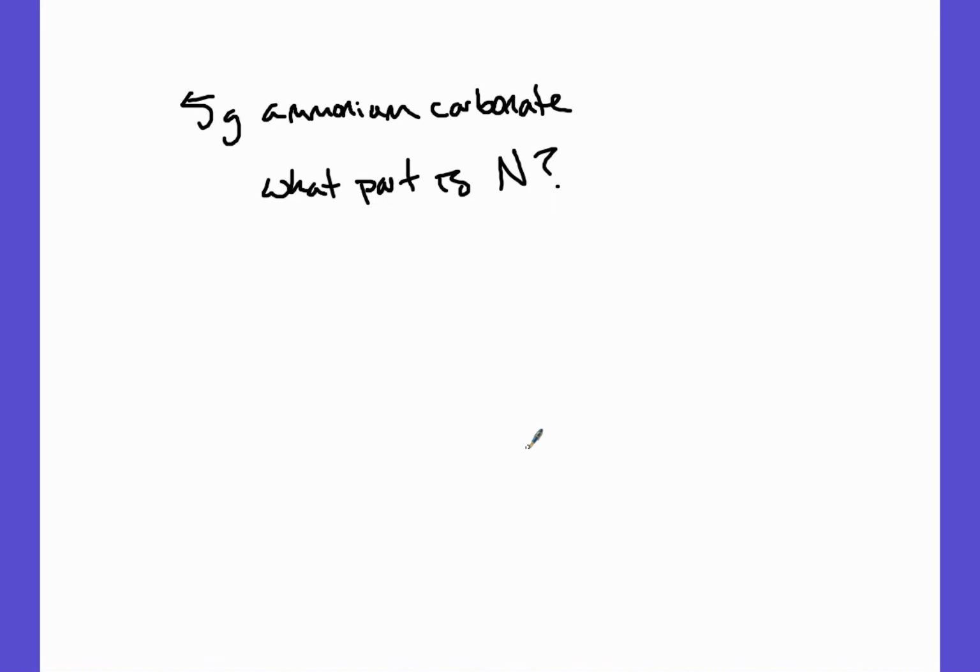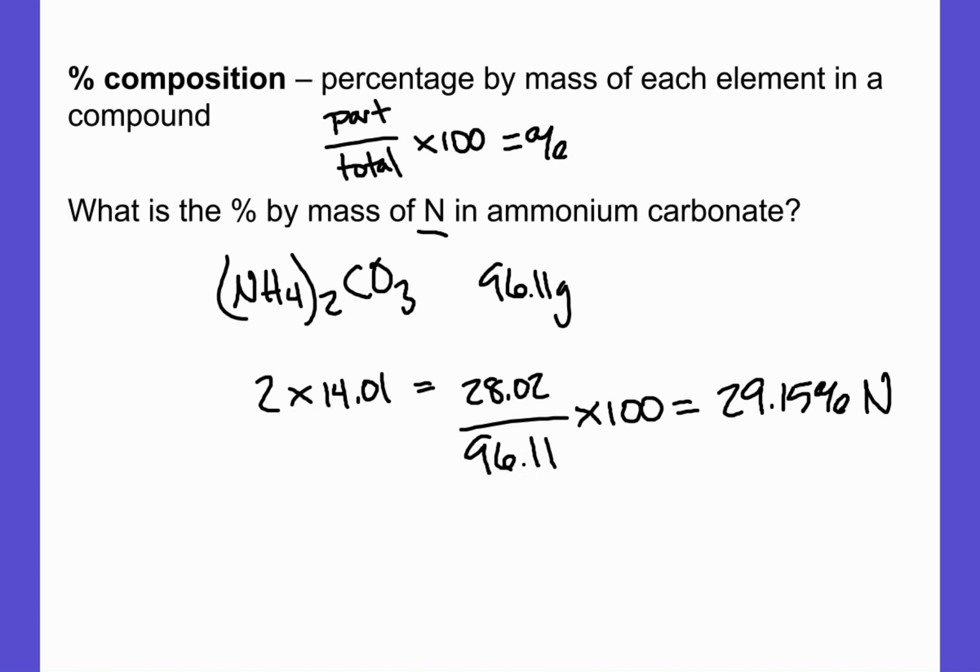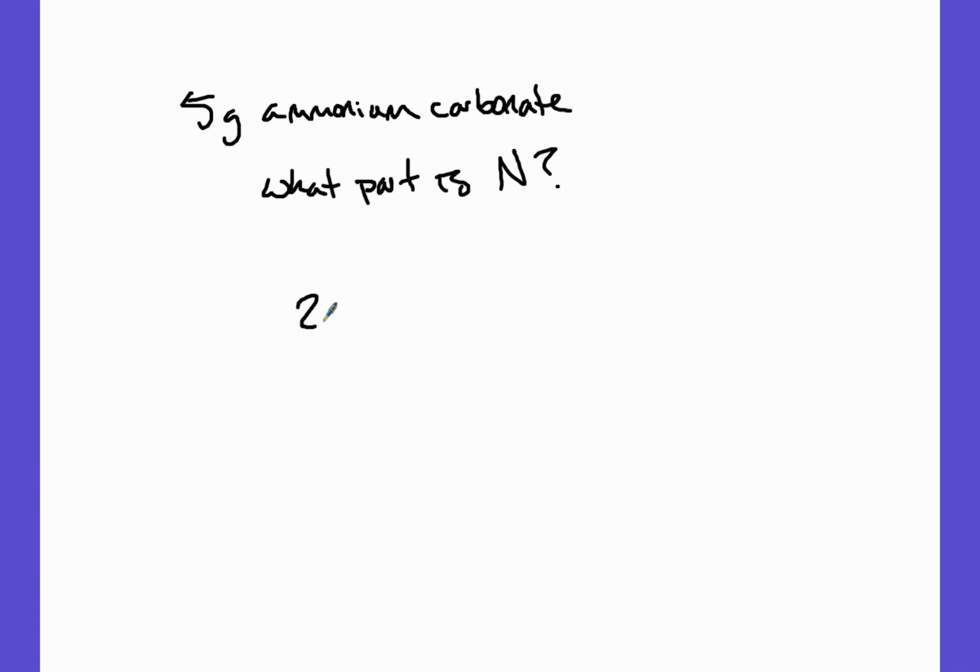So you'd have to be given the percent, or you'd have to have already calculated it. But knowing that it's 29.15%, you can just set up a ratio, right? This always works for percents, right? It's just, I don't know what the part is. I know what the total mass is, but if I solve for X here, it would tell me what part of that 5 grams is actually nitrogen, right?